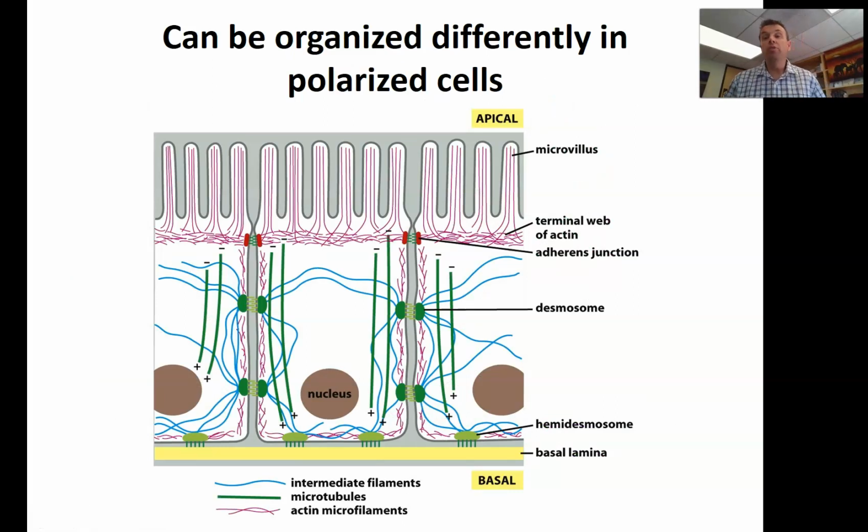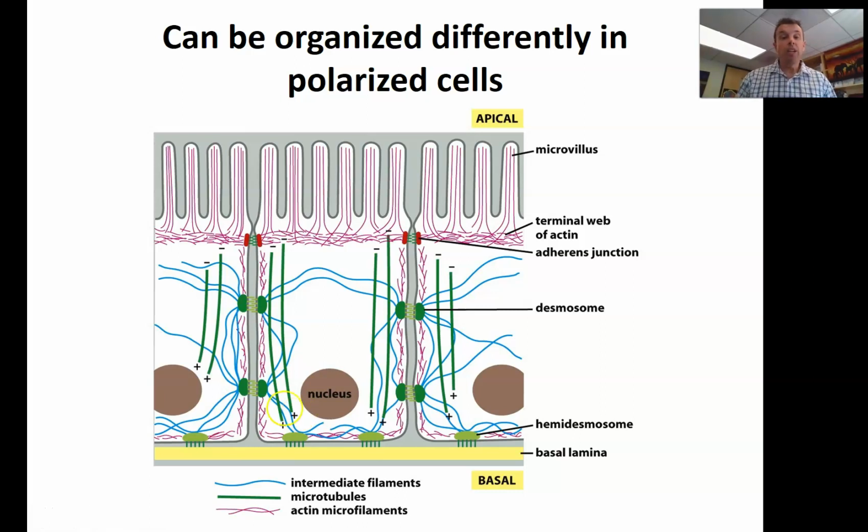That's only true if a cell is not polar. So if you have polar cells, now we have cells that have two different ends. We have an apical end and a basal end. So my question for you is, why would we not want these microtubules organized at the center with all the plus ends radiating outward in a polar cell? Why would we want the minus ends at one side and the plus ends at the other?